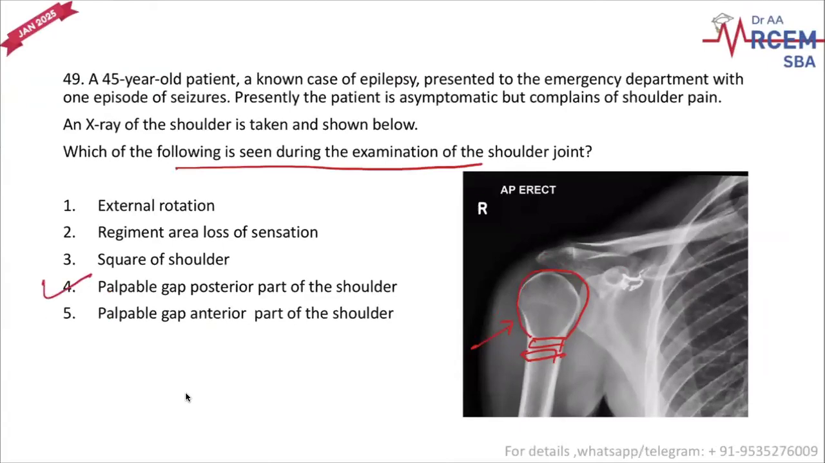A palpable gap posterior to the shoulder. Do not get confused. Anterior to the shoulder is seen in anterior shoulder dislocation. Posterior to the shoulder is seen in posterior shoulder dislocation.